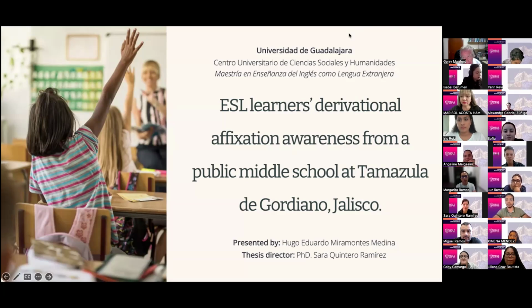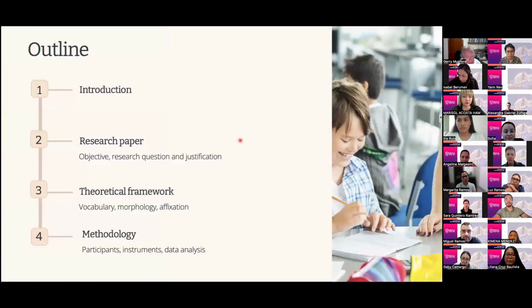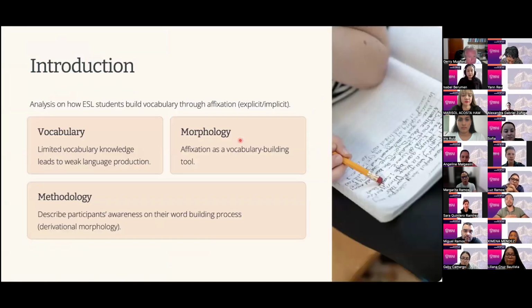And now it is English as a Second Language Learners' Derivational Affixation Awareness from a Public Middle School at Tamazula de Gordiano, Jalisco. And well, I also want to thank my thesis director, Dr. Sara, for her guidance throughout this semester. So the next section, just hold on, let me take this one. Okay, so that's the title, and in the outline, I have 4 steps: the introduction, the research paper information, the theoretical framework, and the methodology. Now, the first one, introduction.